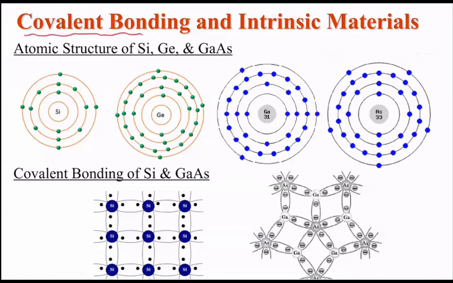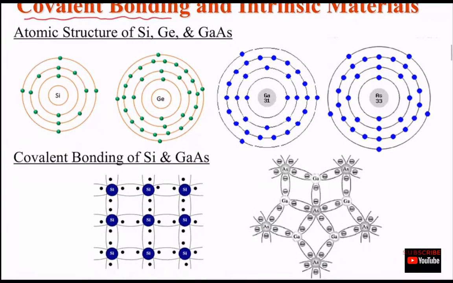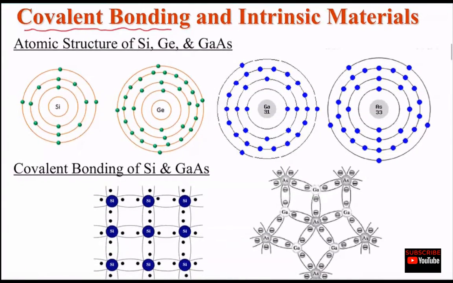Covalent bonding means basically two elements bonding together. And I'll show you one example over here. Atomic structure of silicon, germanium, and gallium arsenide.